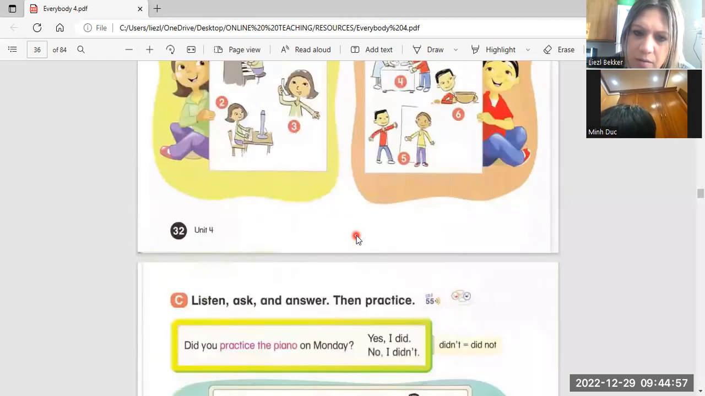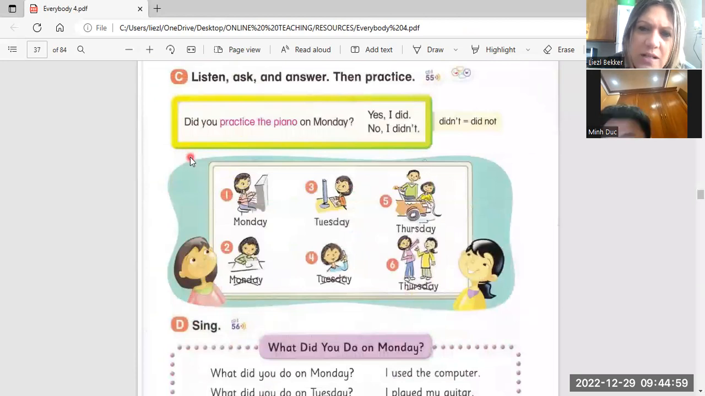Did you practice the piano on Monday? Yes, I did. No, I didn't. Didn't is did not. Okay, yes. Number one. Did you practice the piano on Monday? Yes, I did. Number two. Did you practice the piano on Monday? No, I didn't.